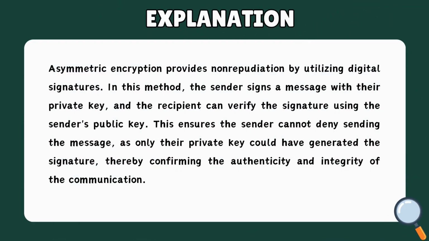Asymmetric encryption provides non-repudiation by utilizing digital signatures. In this method, the sender signs a message with their private key, and the recipient can verify the signature using the sender's public key. This ensures the sender cannot deny sending the message, as only their private key could have generated the signature, thereby confirming the authenticity and integrity of the communication.